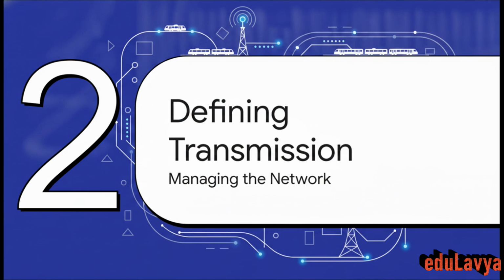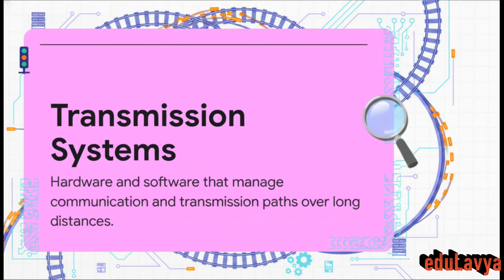Let's move to part two and see how this builds, defining transmission systems, managing the network. By definition, transmission systems are the hardware and software elements that manage the communication process and the use of the transmission path over long distances. It's really crucial to understand that we aren't just talking about laying a single copper wire or a fiber optic cable on the ground and calling it a day.